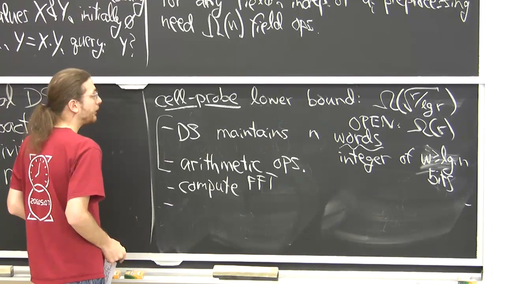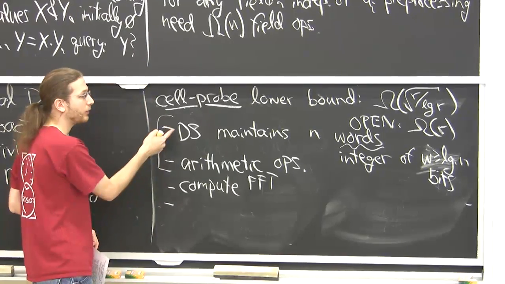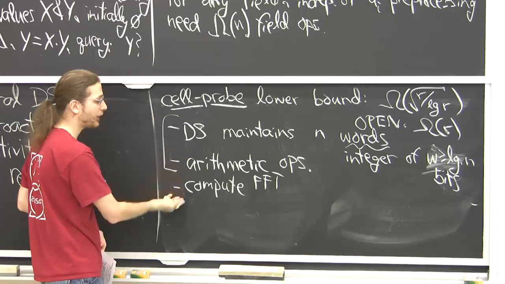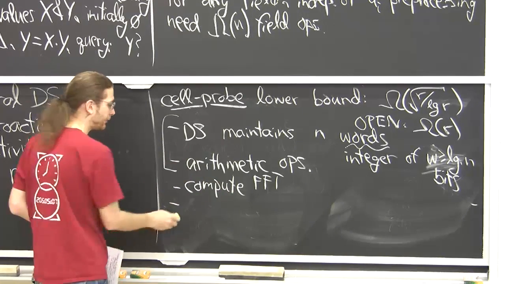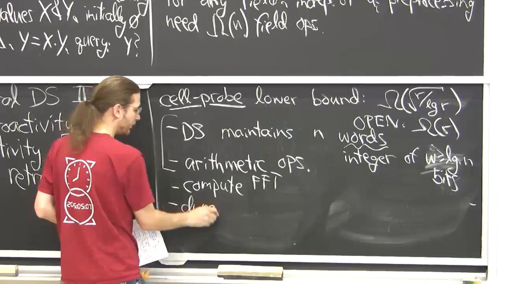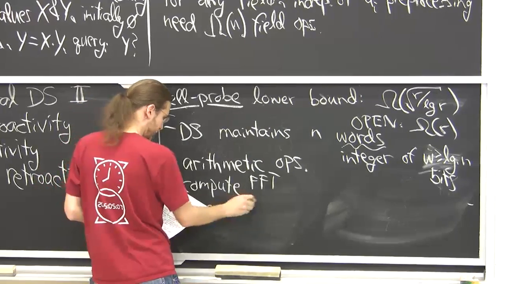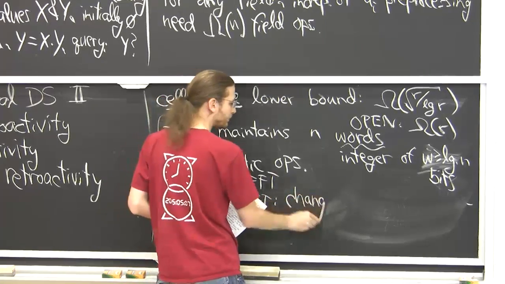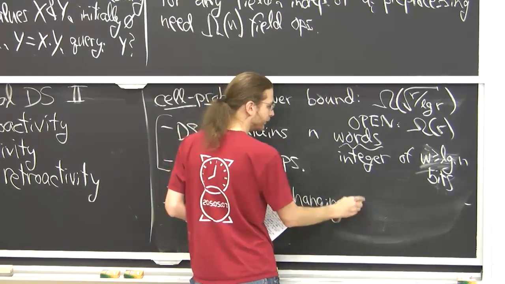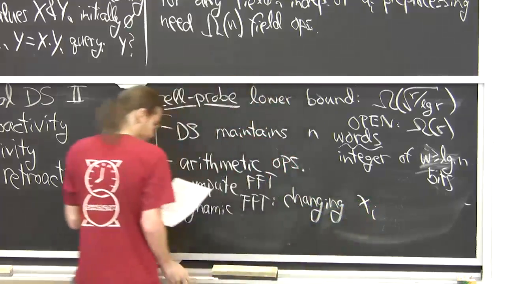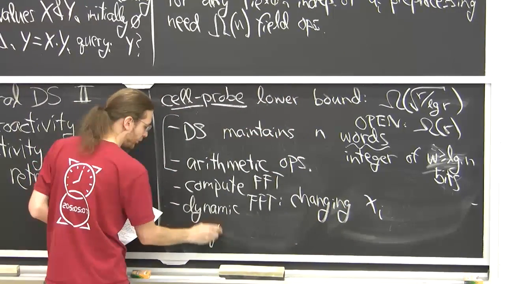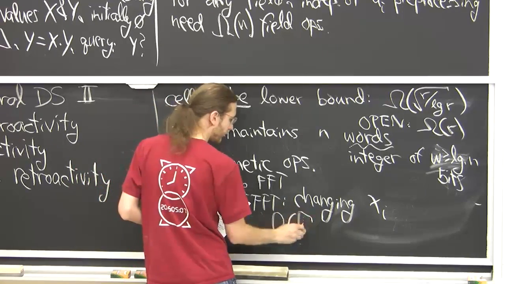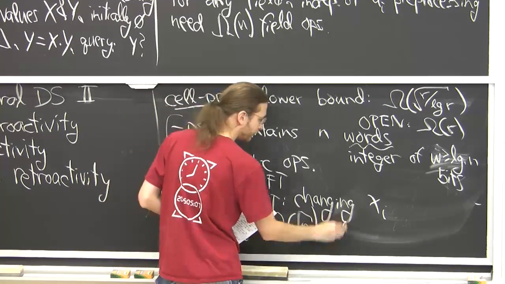And the retroactive thing I'm going to do is set all of these words, all the x_i's, which changes the input to the fast Fourier transform. And it turns out that dynamic fast Fourier transform, where you change one of the words x_i, you can show, or it has been shown, we're not going to prove this here, requires at least square root of n cell probes.